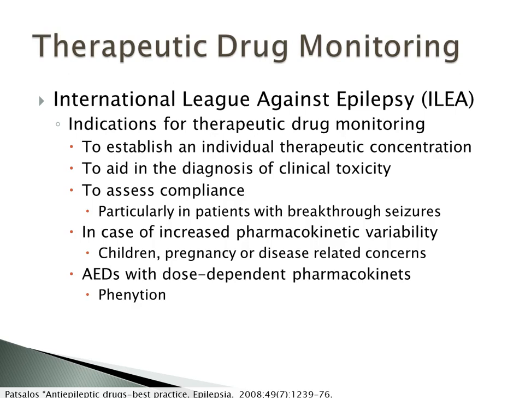individual therapeutic concentration. This would mean the patient's been taking a steady dose of medication, they're at steady state, and they've been controlled on their medication. And you could check at 2 points in time what their concentration is, what their trough would be. And then you could say, for this patient, this is the concentration that controls their seizures. You can use it to aid in the diagnosis of clinical toxicity. So if there's suspicion of toxicity, checking a concentration would be appropriate.